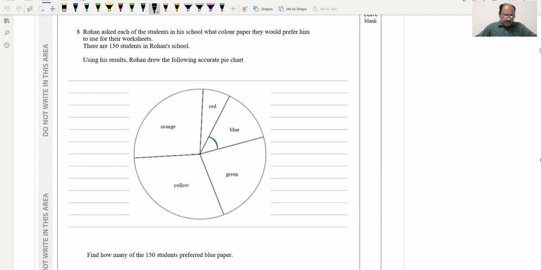Next, what we can do is question number 8, which is saying Rohan asked each of the students in his school what color paper they would prefer him to use for their worksheets. There are 150 students in Rohan's school. Using his results, Rohan drew the following accurate pie chart. So this is an accurate pie chart, so we can take measurements of angles, right? They are saying find how many of the 150 students preferred blue paper.